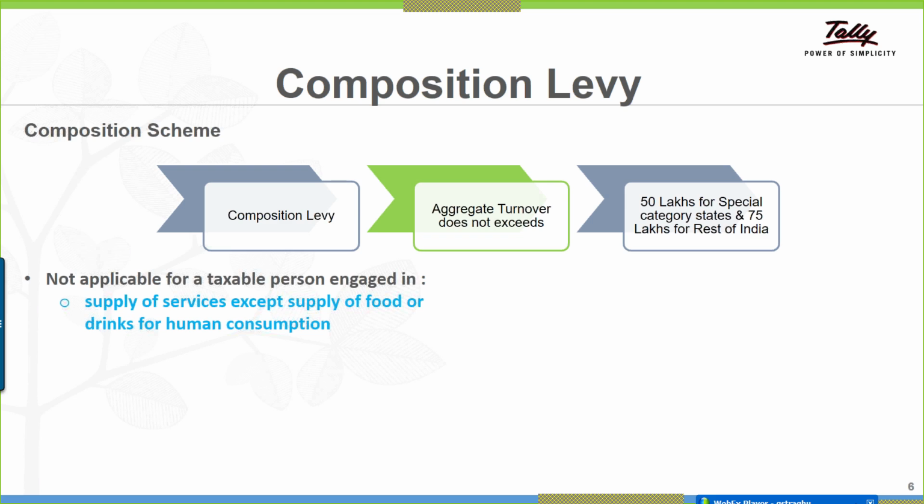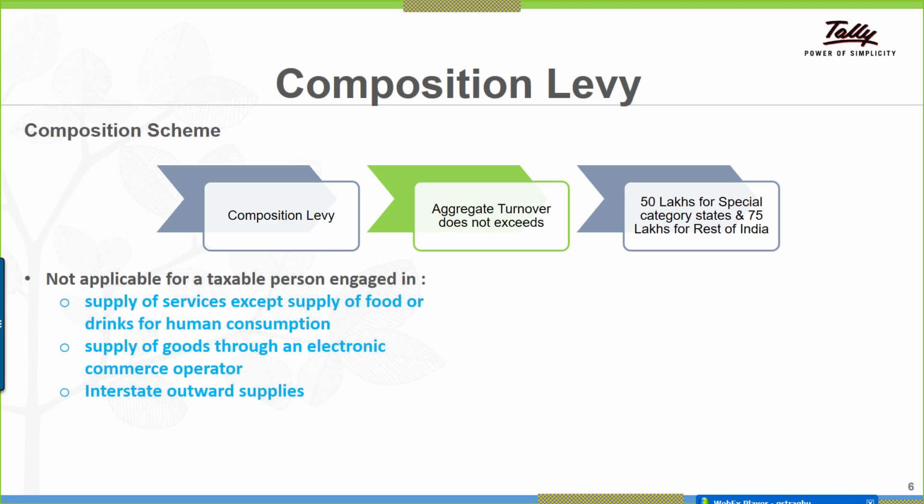It is not applicable for a taxable person who is engaged in supply of services, except supply of food or drinks for human consumption. They will not opt for composition tax. Nor for supply of goods through an electronic commerce operator. If you are tagged with Amazon or Flipkart, then you will not be able to opt for this composition levy. Interstate sales, or outward supply, is nothing but if you are selling your goods outside that state, then you are not eligible to opt for the composition levy.